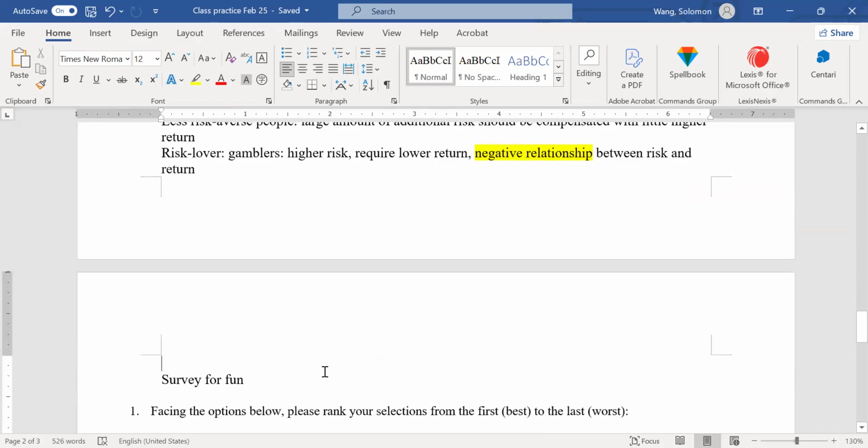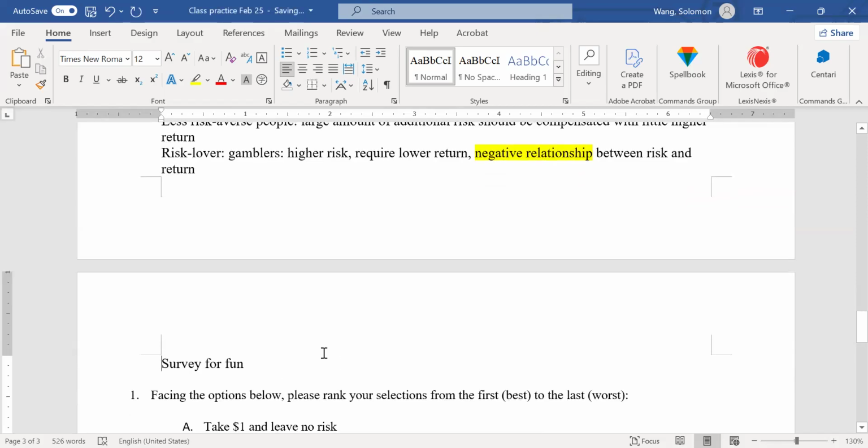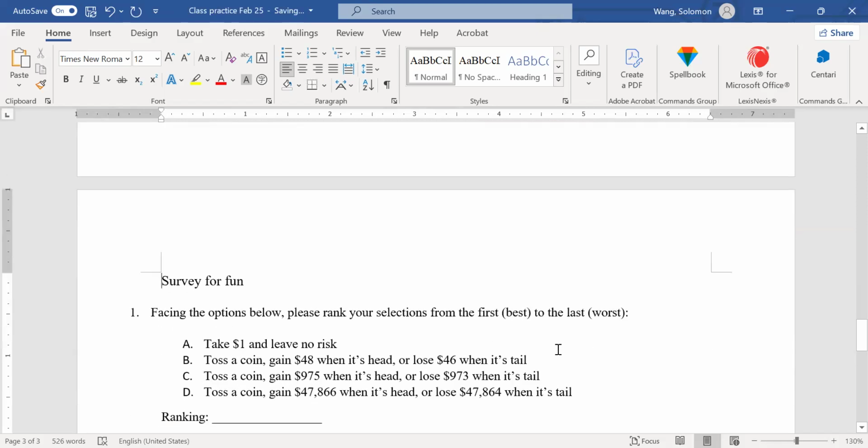Okay. So here is something for fun. Let's see, you are in Las Vegas and I am the house. You are in my casino and I'm just offering a very simple game to you. For the first one, we're tossing a coin. It's a 50% chance to get a head or tail.